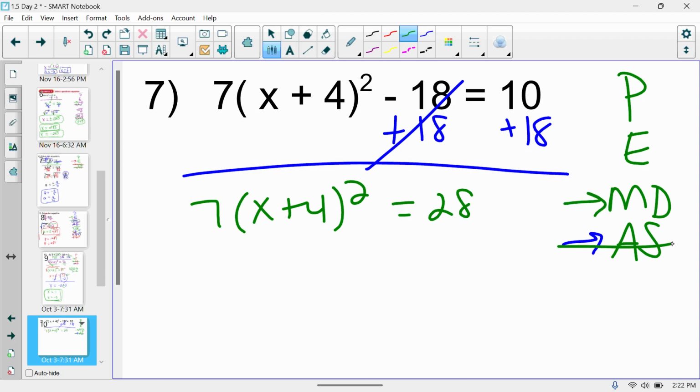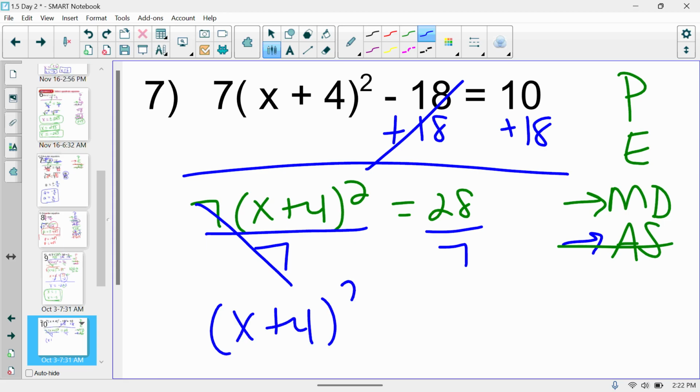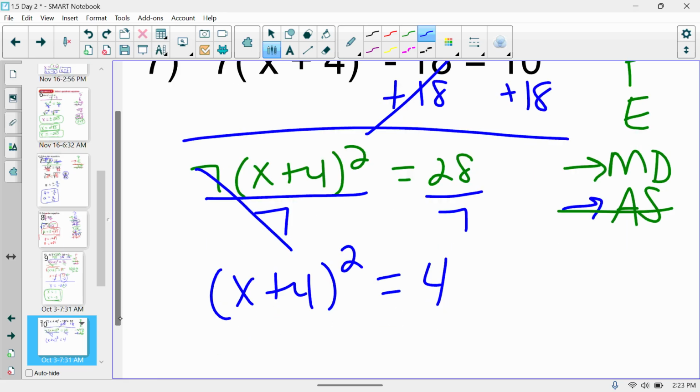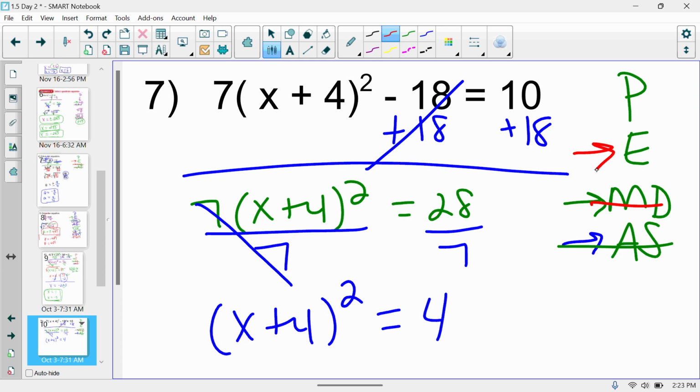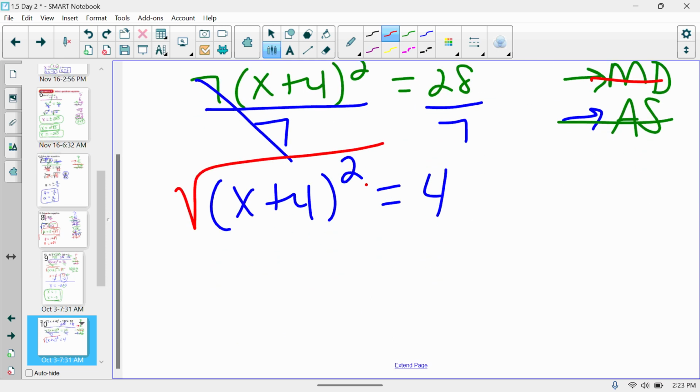Keep moving backwards, multiplication or division. Again, we can't multiply this in here because of the exponent, so we need to do the opposite. We need to divide it out, get rid of it. So you're going to have x plus 4 squared equals 4. Again, I purposely made this a perfect square this time so that when we keep working backwards, which means take the square root next because that's the opposite of square, this is going to come out whole, right? Next time, that's not going to happen, which is going to make it just a little bit harder.